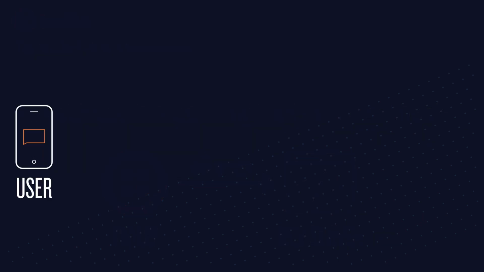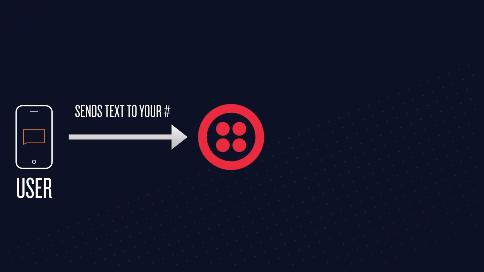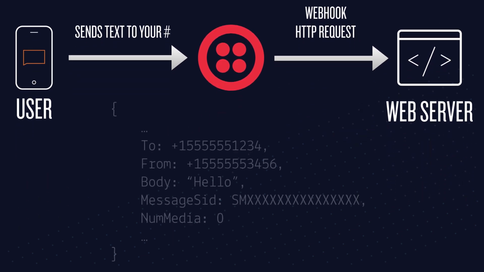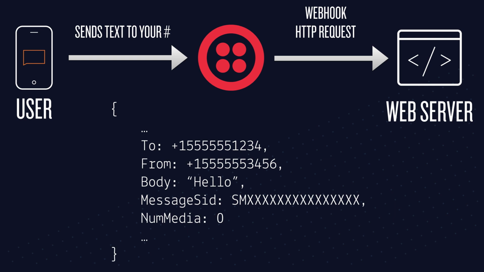For instance, a user sends a text message to your Twilio phone number. When this happens, Twilio will make a webhook HTTP request to the URL at your web server that you specified for incoming text messages. Twilio will pass in parameters about the message that was sent, including the from phone number that you could use to look up a customer record, or the body of the text message, which you could use to tell what the person texted into the number.